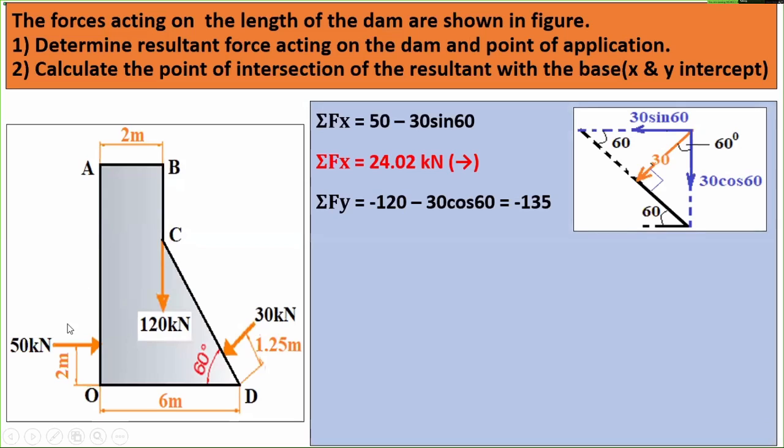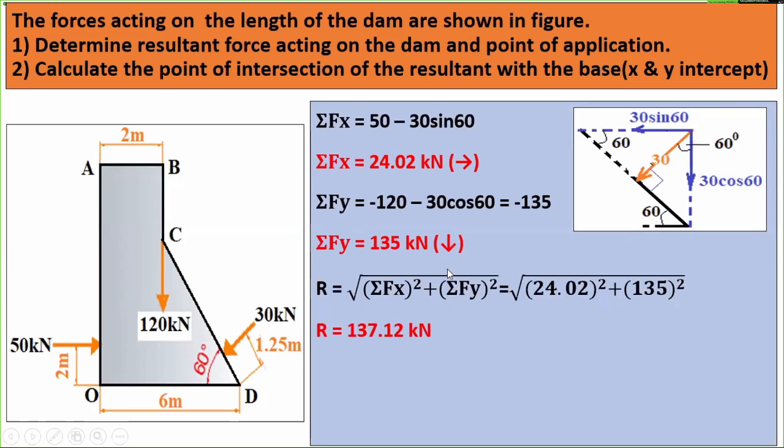Then go for the summation of Fy. This is a horizontal force, its y component is 0. This is a vertical force, so its y component will be 120, acting in a downward direction, so it is minus 120. And the y component of the 30 kilonewton force is 30 cos 60, acting in the downward direction, so it is minus. So finally, I am getting minus 135. Minus 135 means 135 kilonewton acting in the downward direction. Then go for the resultant. Nothing in the resultant. You will get that 137.12.